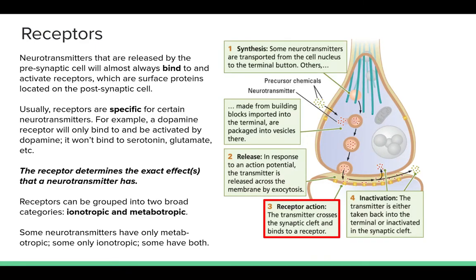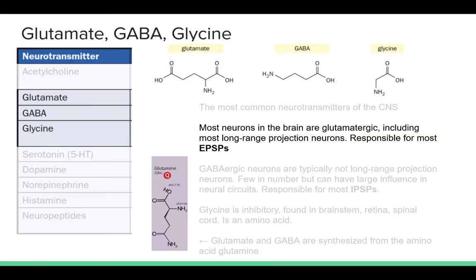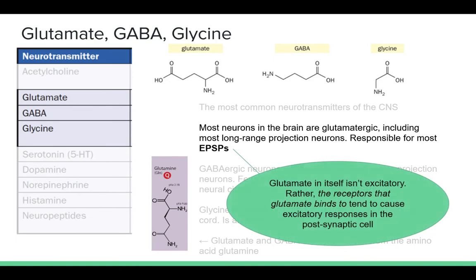Well, as it turns out, I've actually already told you about ionotropic receptors. This is the point I was making before. You'll remember when I talked about these amino acid neurotransmitters, glutamate, GABA, and glycine, and I said that glutamate is an excitatory neurotransmitter. What I mean by that, again, is that glutamate tends to bind to receptors that have excitatory actions in the postsynaptic cell.